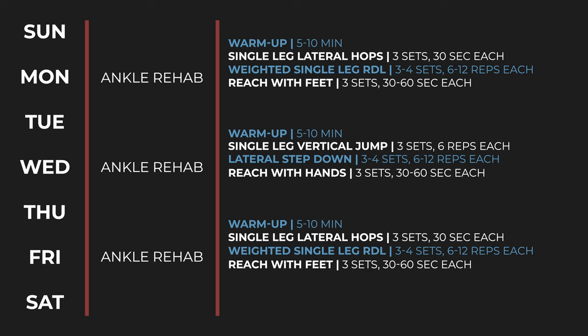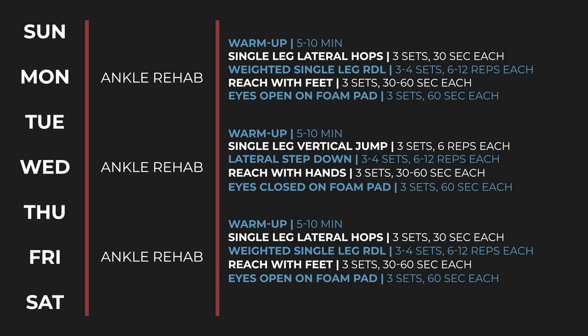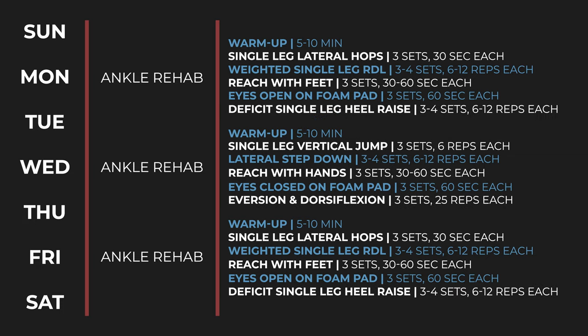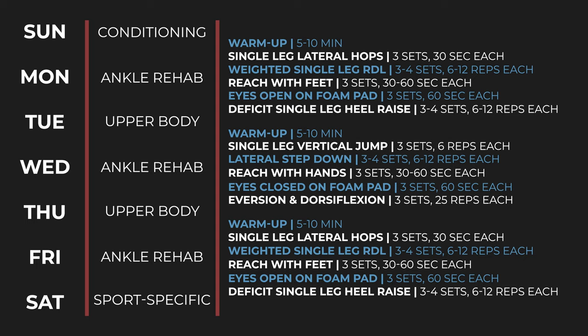After working on dynamic balance, you'll work on static balance by standing on a foam pad with your eyes open or closed for up to 3 sets of 60 seconds. You may add a kettlebell swap to the eyes open option. You'll finish the workout by performing single leg heel raises on a step with a weight for 3 to 4 sets of 6 to 12 reps and ankle eversion and dorsiflexion for 3 sets of 25 repetitions each. On your off days, you can perform upper body movements, technical sport specific exercises, or cardiovascular conditioning.